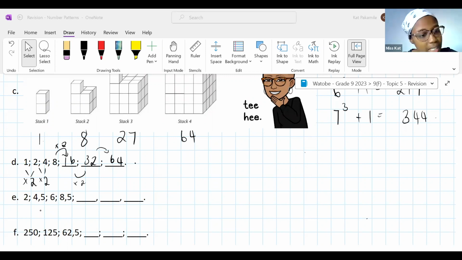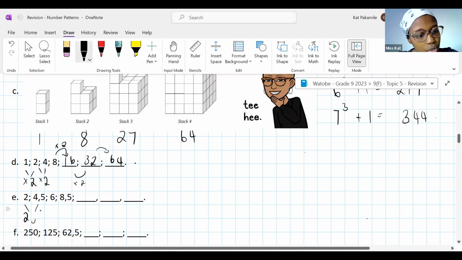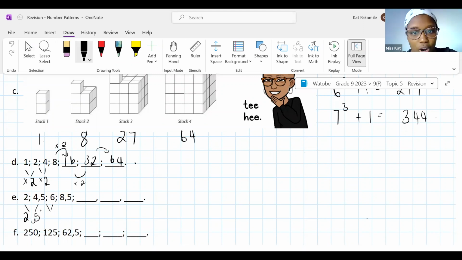There are 2 different patterns here, actually. To go from 2 to 4,5, we're adding 2,5. But to go from 4,5 to 6, it is 1,5. And then we go back to 2,5. So then, what are we adding in the next part?